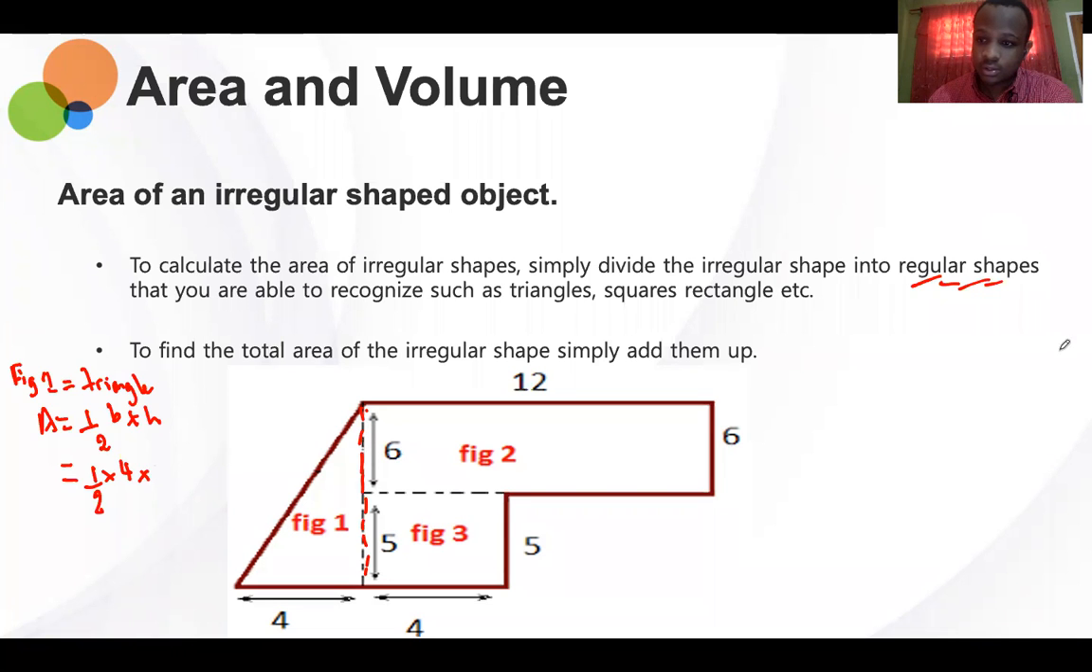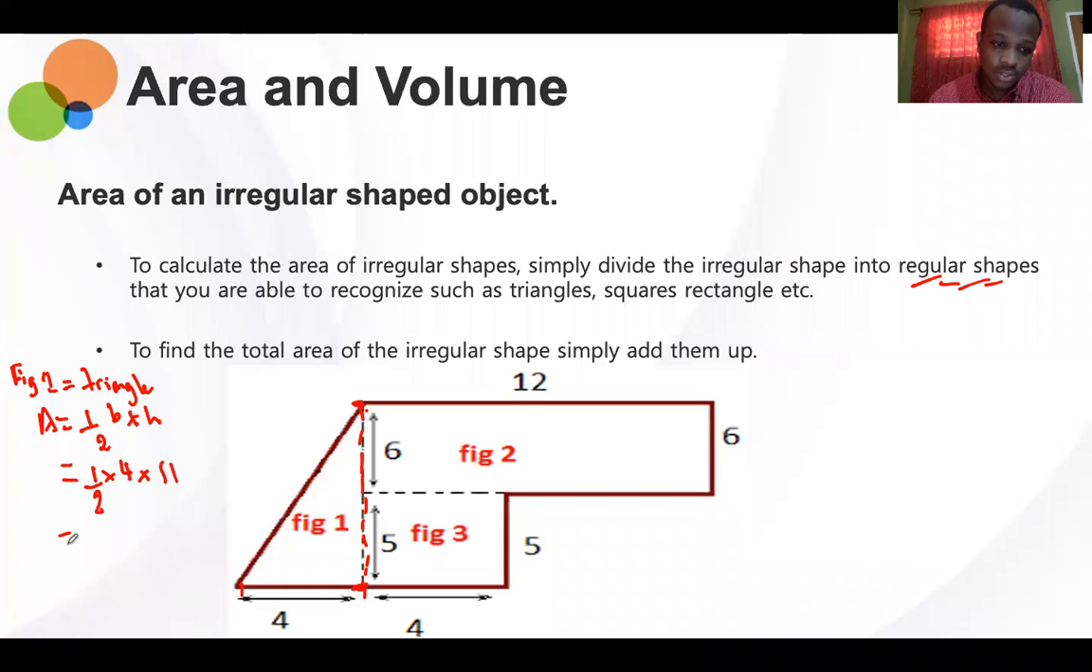All right, so our base is 4. What is our height? Our height would go from here down to here, that's the total height. So what is this distance here? 12, close. 11. Right, 11. Perfect.